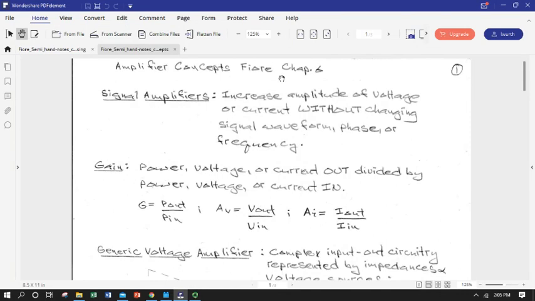This lecture is about amplifier concepts. It's drawn from our Fiore Semiconductors Devices textbook, Chapter 6. It's a fairly short chapter, and it deals with concepts that are general to all amplifiers.